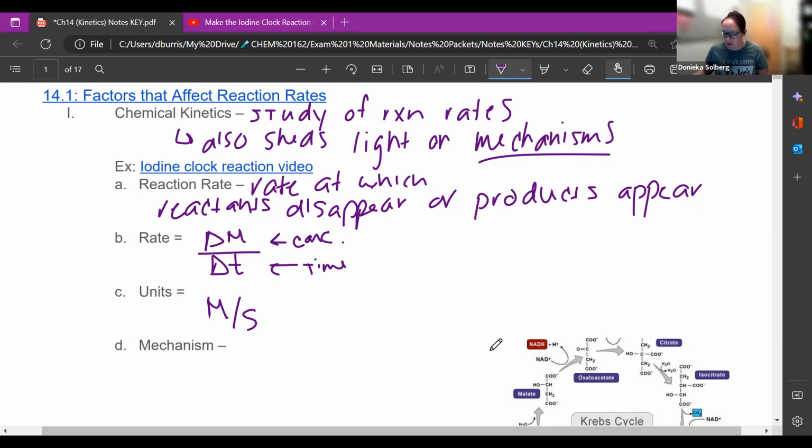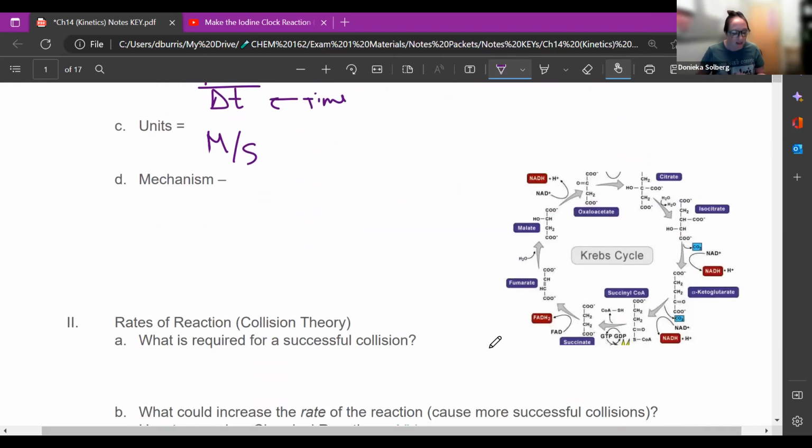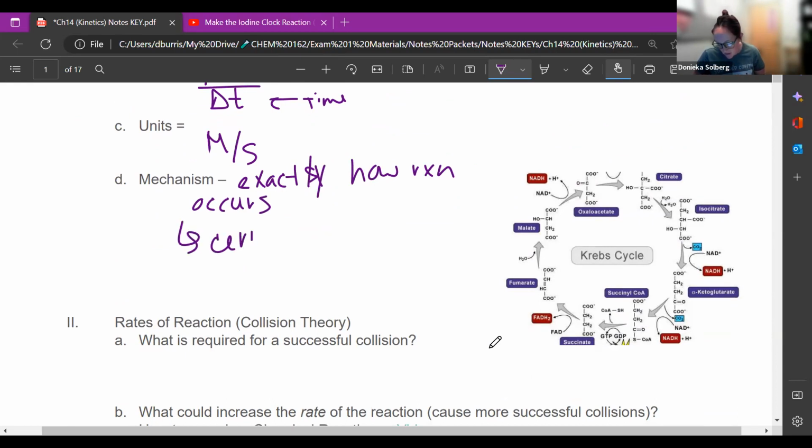Okay, and then I mentioned mechanisms a little earlier. So the mechanism is exactly how the reaction occurs. It explains the steps. It might have certain steps. Most reactions actually have more than one step in them, and they're based on molecule collisions. Different molecules have to collide.